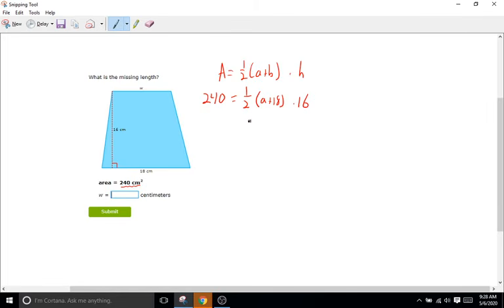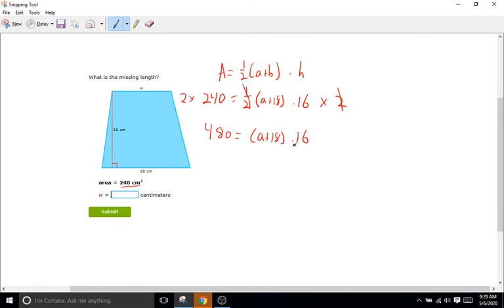Okay, and then from here, we're just trying to get A by itself. There's a variety of different ways you can do that. I'm going to start by moving the 1/2 to the other side. So I'm going to multiply both sides by 2. That way those two cancel out. 2 times 240 is 480, and then equals (A plus 18) times 16.